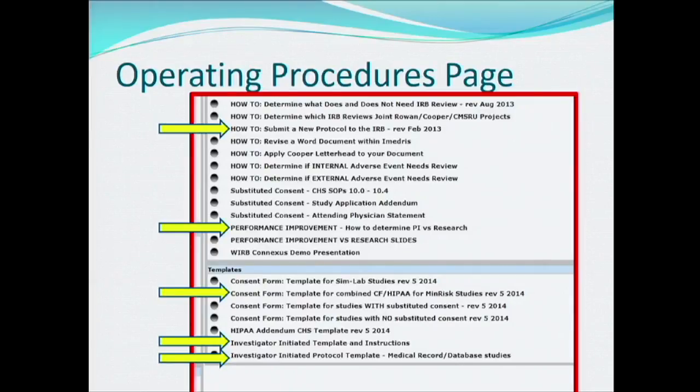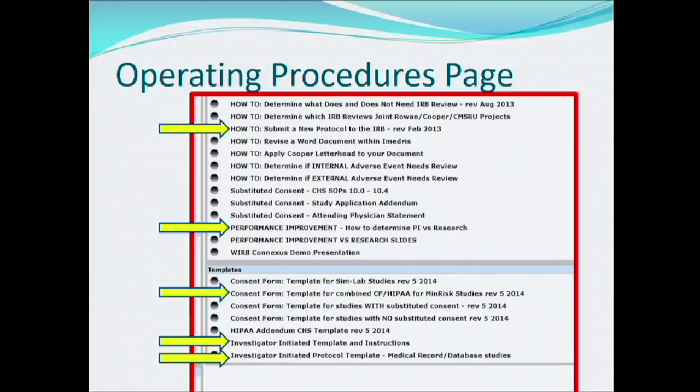Then towards the bottom, at our third arrow down, there are consent form templates. We have the combined consent form and HIPAA authorization for minimal risk studies. If you're doing an expedited type of research study that's minimal risk, that would be the one to use. The other two just underneath are for our greater than minimal risk studies, those that involve substituted consent or without substituted consent. And then the last two arrows are our templates.